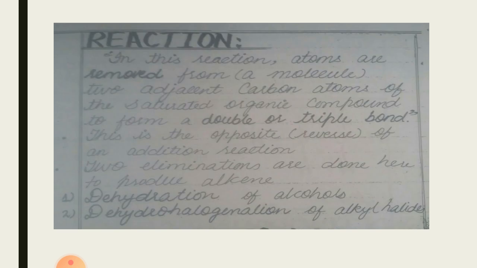Alkenes are prepared by elimination reaction. An elimination reaction is when atoms are removed from a molecule, or from 2 adjacent carbon atoms of a saturated organic compound. It results in the formation of a double or triple covalent bond. For alkenes, we use the dehydration process and the dehydrohalogenation process.